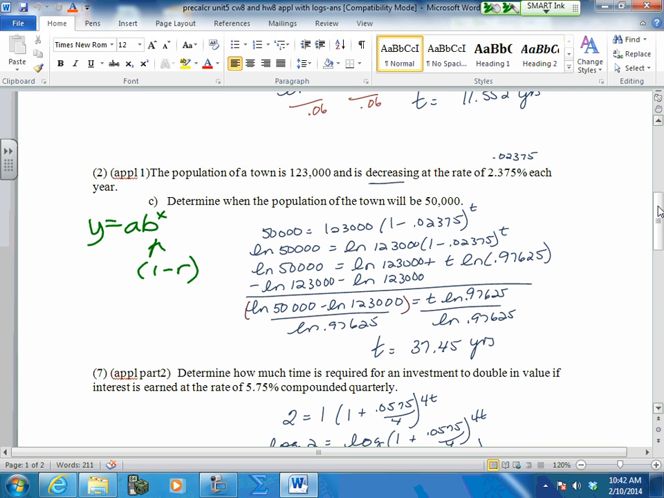I used ln to show you that logs and ln's are interchangeable. This is a product, so use your rule for products. This is why you learned your rules. Isolate your variable, so subtract that from both sides. Remember, you cannot subtract 50,000 minus 123,000. You have to say ln 50,000 minus ln 123,000. Make sure this is in parentheses, or it's going to do the divide first. Divide by your ln, and you should come out with your answer.